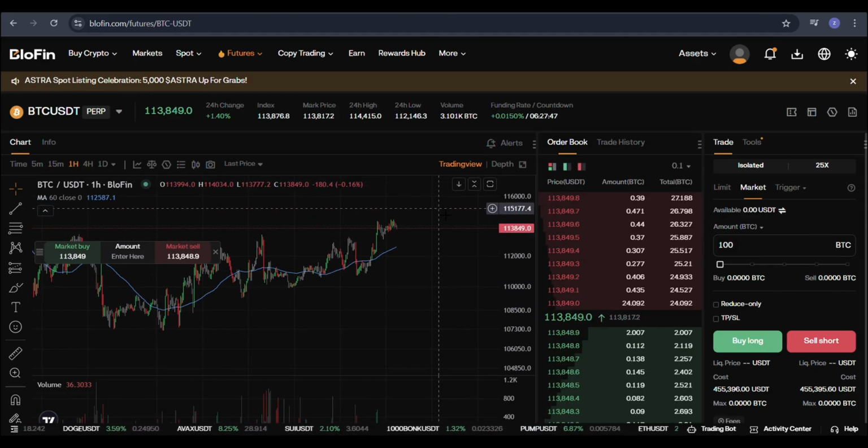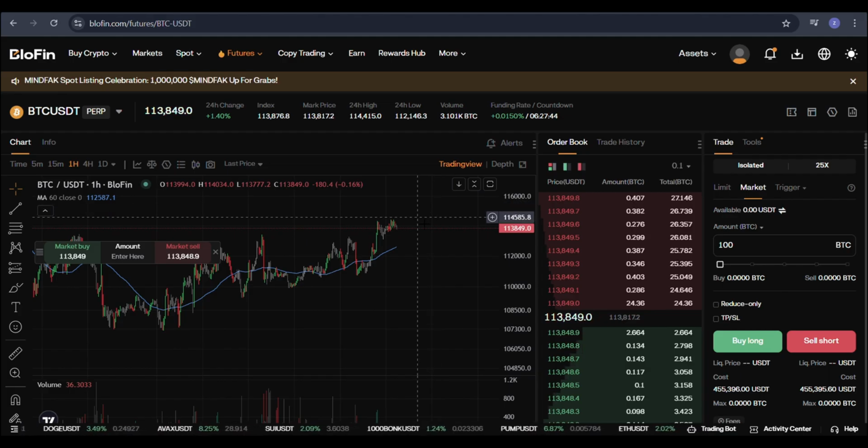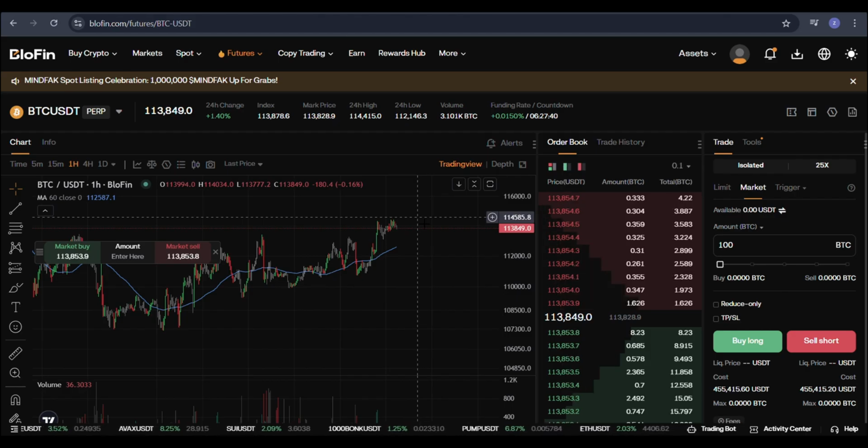Risk management is simple in Blofin. You can just add a stop loss and take profit directly on the chart by dragging the lines or set them manually before opening a trade.